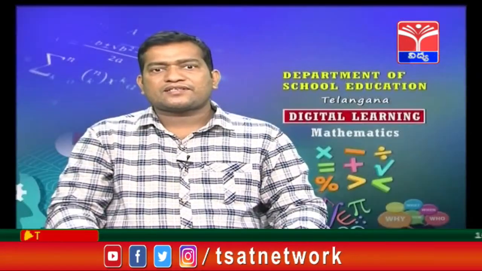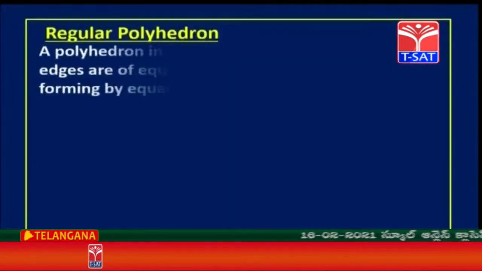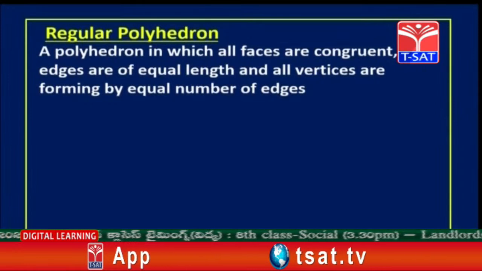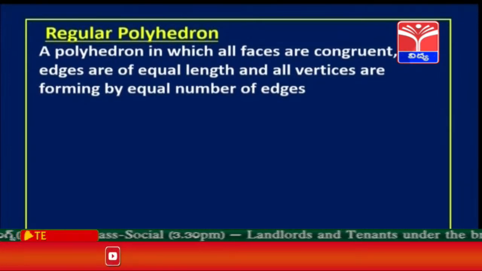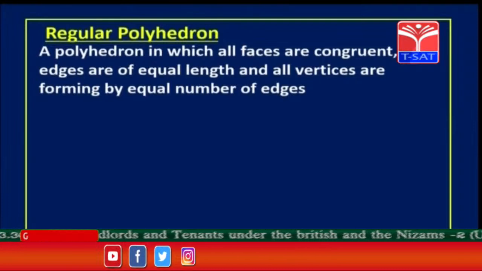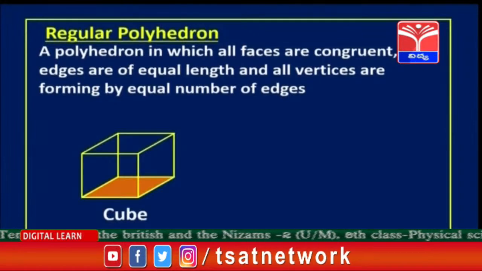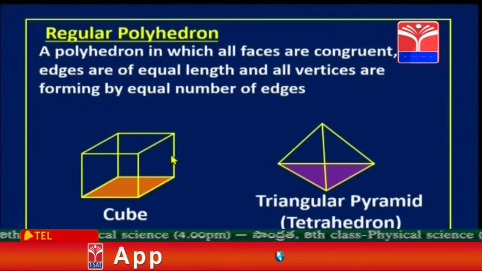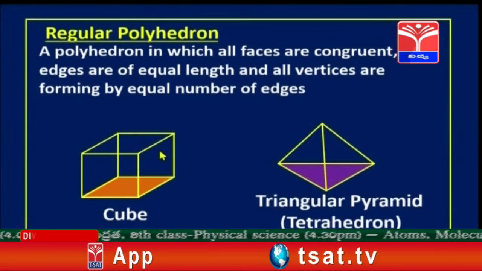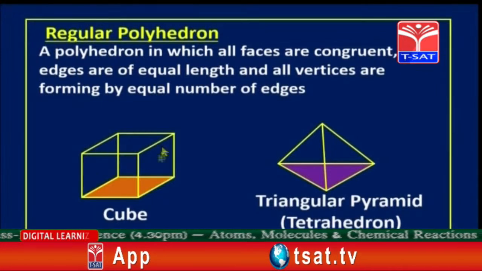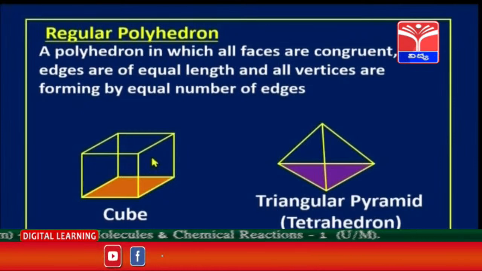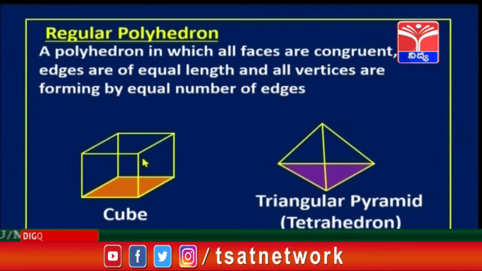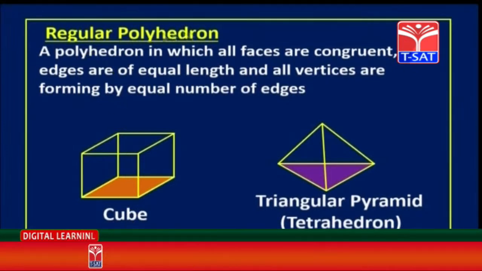Okay children, now let us understand what is a regular polyhedron. A polyhedron in which all faces are congruent, all edges are of equal length and all vertices are formed by equal number of edges. Children, here you can observe a cube, right? See children, here I am taking a cube. Here we will have 12 edges, 6 faces. Okay, all 6 faces must be congruent, means they should have same area, same shape and same size. Okay, and all 12 edges must be equal in length. Okay, then we can call a cube as a regular polyhedron.